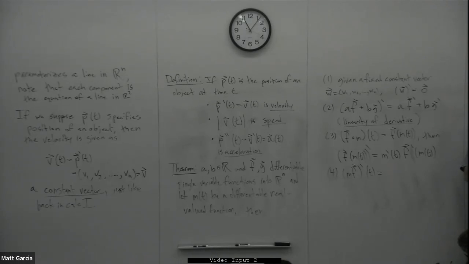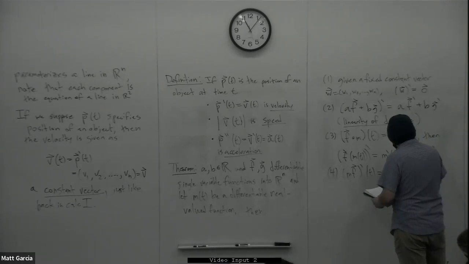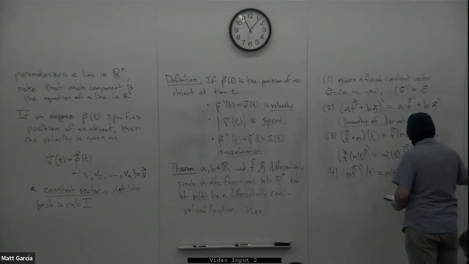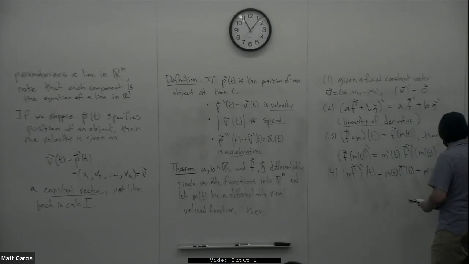Yeah, the product rule. We'll just apply the product rule here. So this is the same as m of t times f hat prime of t plus m prime of t times f hat of t.